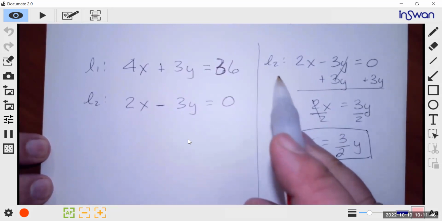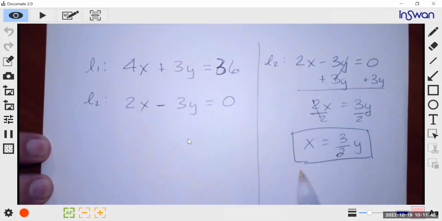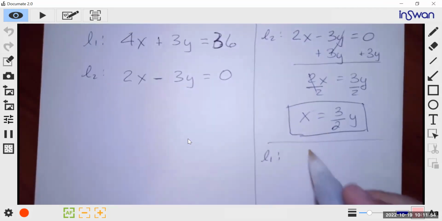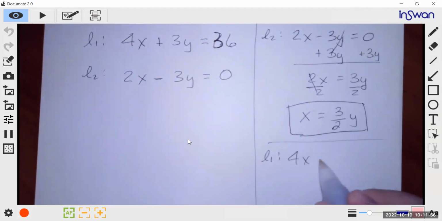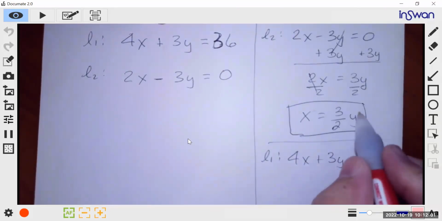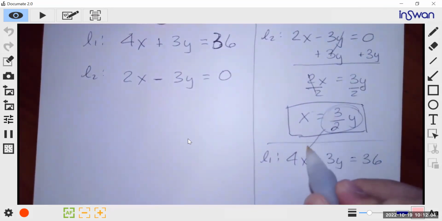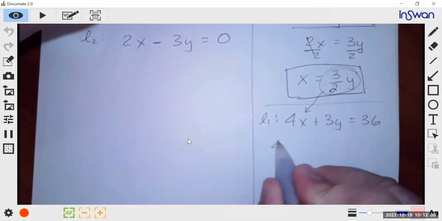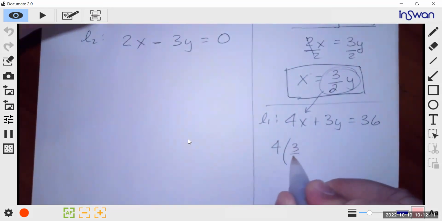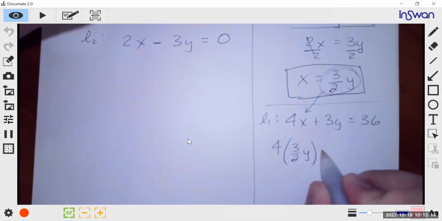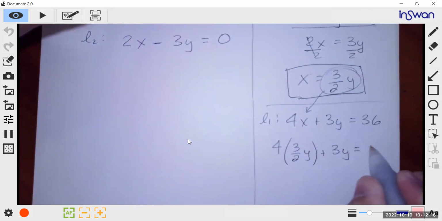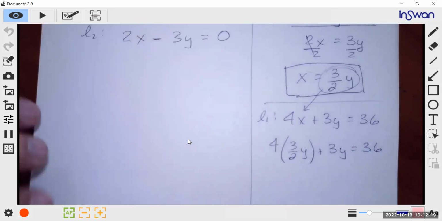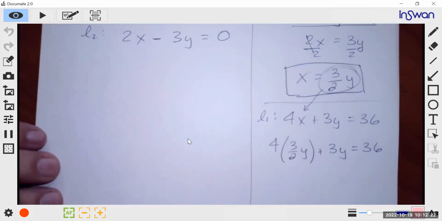So since this was line 2 and we solved for x, now we have to use line 1. 4x plus 3y equals 36. Anywhere we see an x, we put a 3 over 2y in it. That's the substitution method.